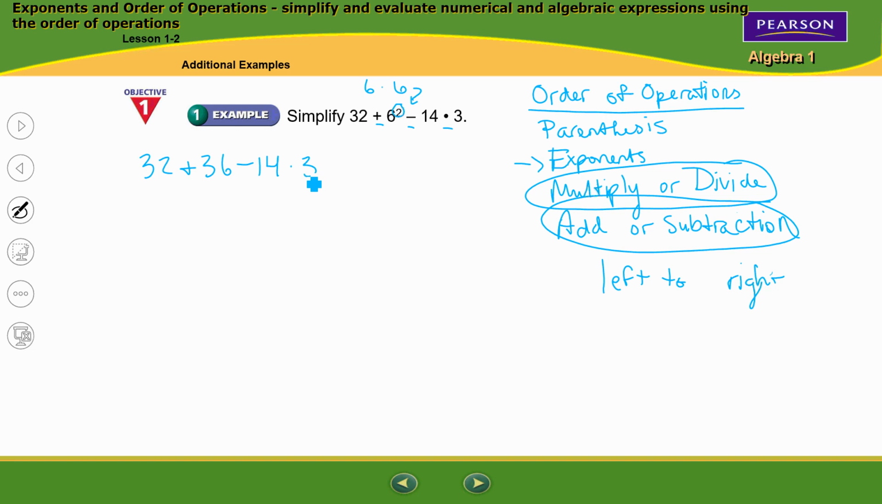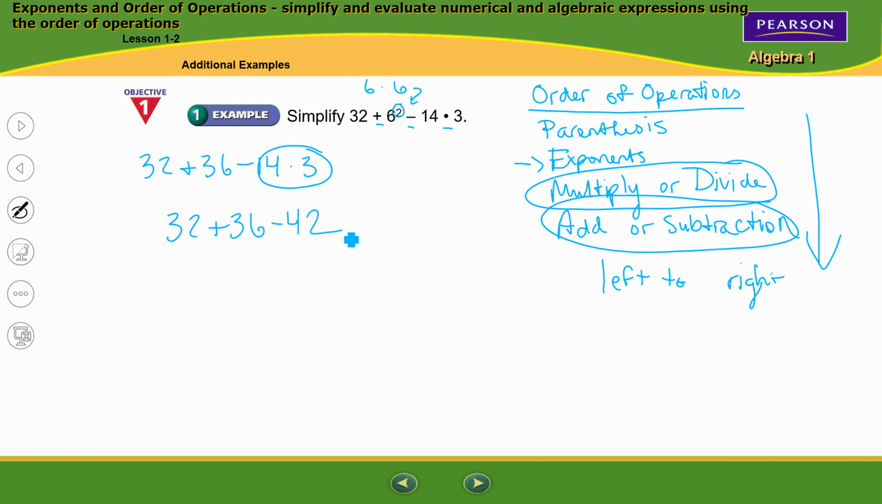Now I have to reevaluate what I see. I see addition, subtraction, and multiplication. So I'm going down the list here, top to bottom, left to right. I see multiplication. So that is what I'm going to do next. 14 times 3 is 42. Now we have 32 plus 36 minus 42.